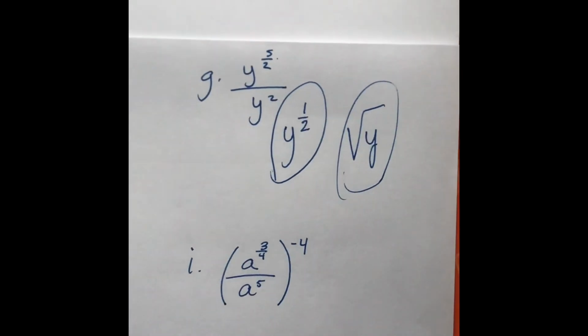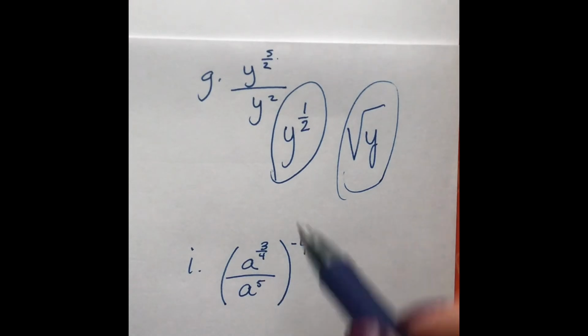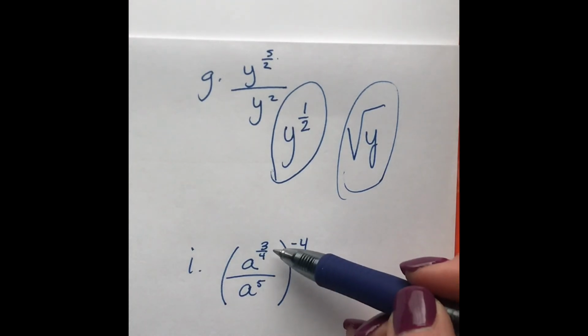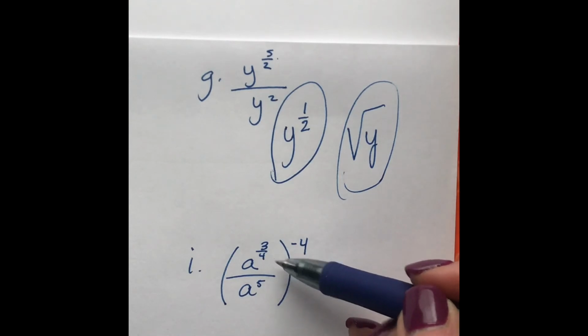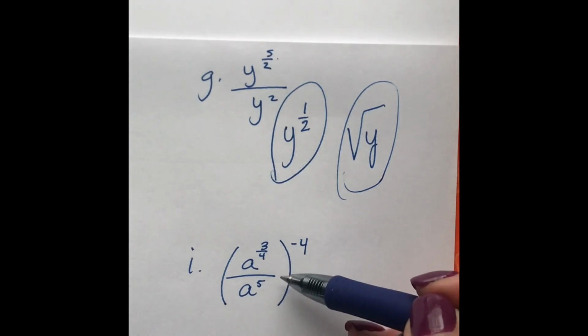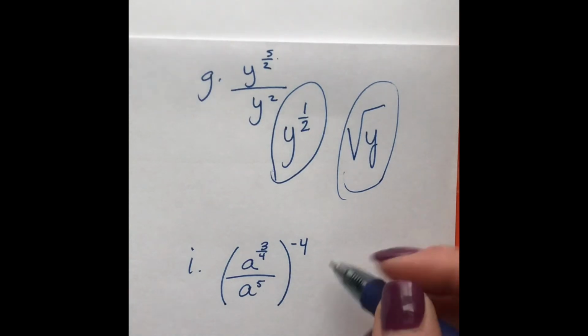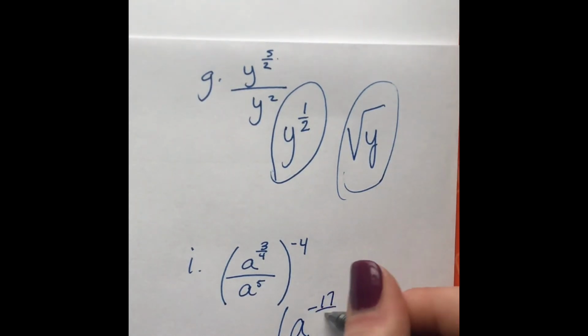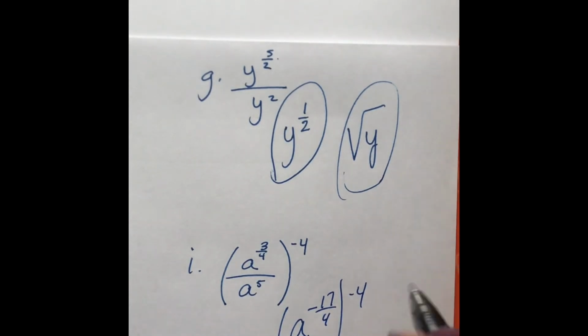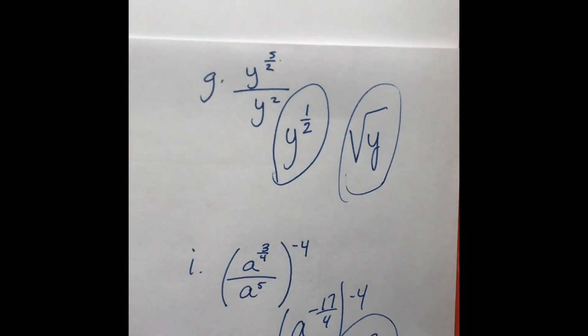And last but not least, I am first going to simplify inside of here. So I have 5, I'm going to do 3/4 minus 5. And that's going to be a to the power of -17/4 to the power of -4. So now when I raise a power to a power, I'm left with a to the power of 17. And since 17 doesn't have to be written as a fraction, I am done there. I cannot write it as a radical.